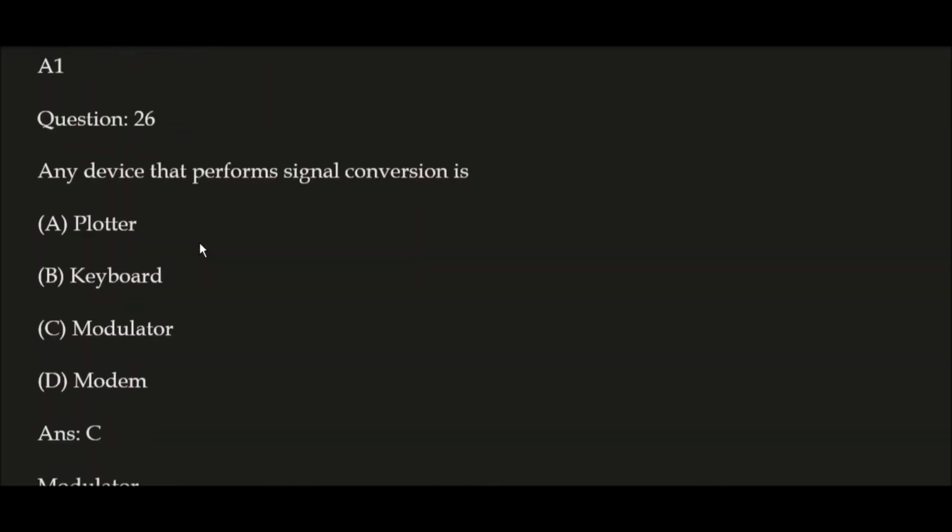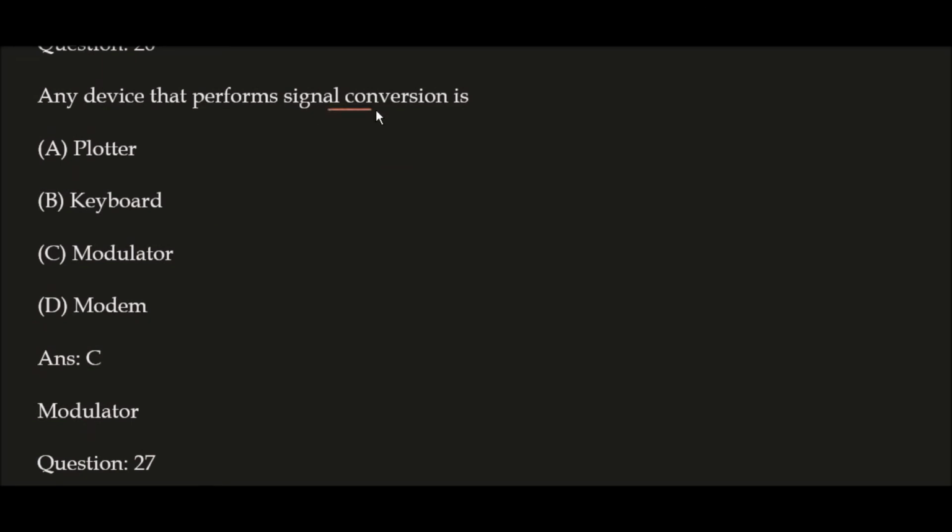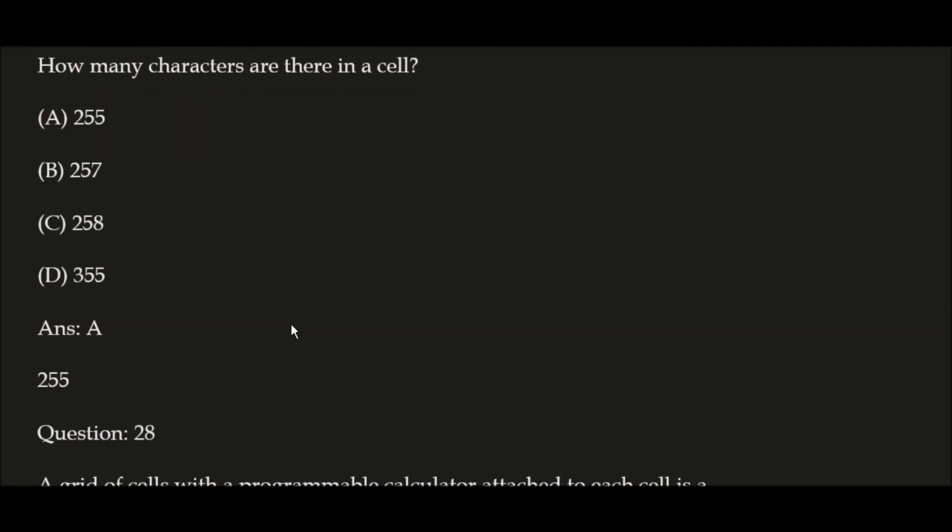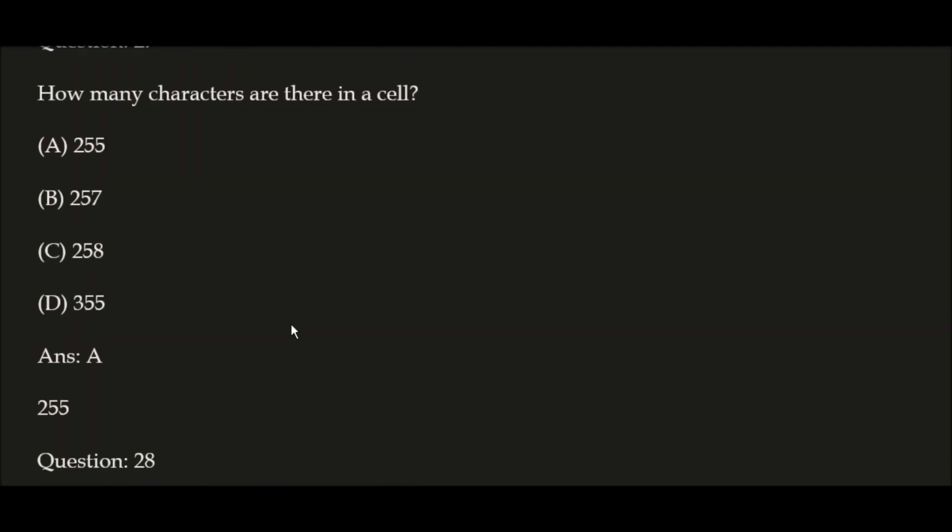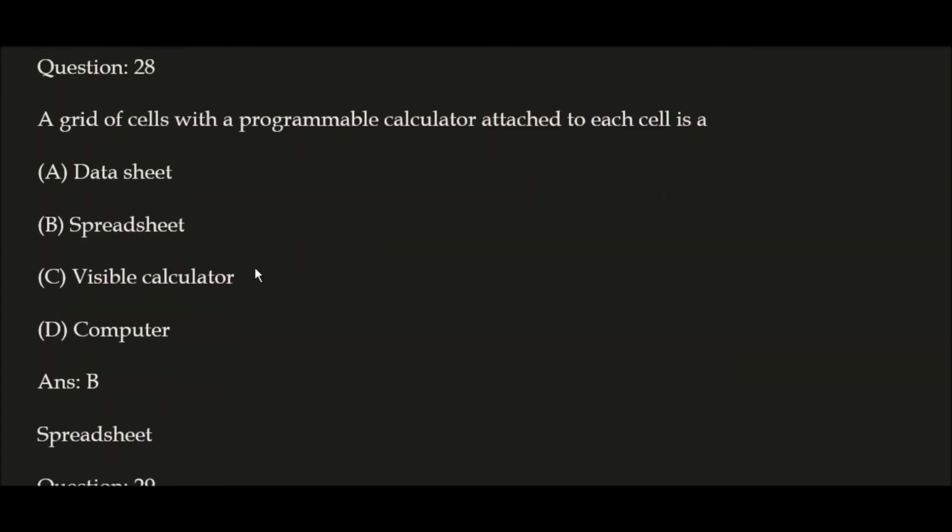Okay. Next question. Any device that performs a signal conversion is called option C, modulator. Okay. Next question. How many characters are there in a cell? So maximum numbers of characters in a cell is 255. Okay. Next question. A grid of cells with a programmable calculator attached to each cell is a option A data sheet, option B spreadsheet, option C visible calculator, option D computer. Correct answer here is option B spreadsheet. A grid of cells with a programmable calculator attached to each cell is a spreadsheet.